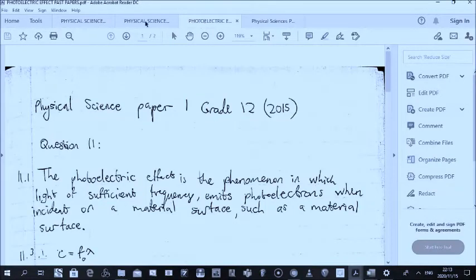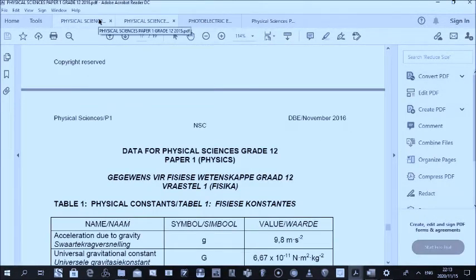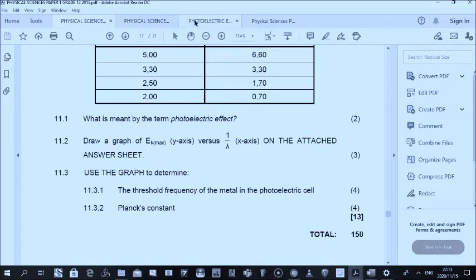I briefly want to go through just two questions here briefly from some past papers. I want to look at Physical Sciences Paper 1, Grade 12, 2015.